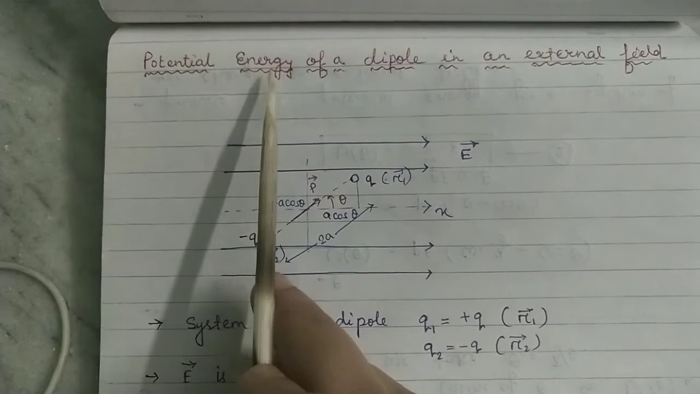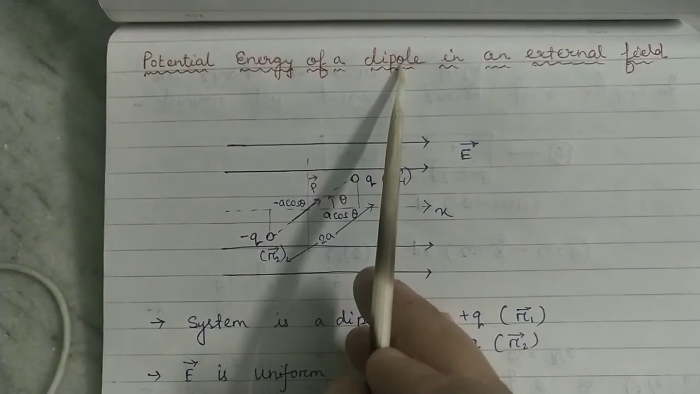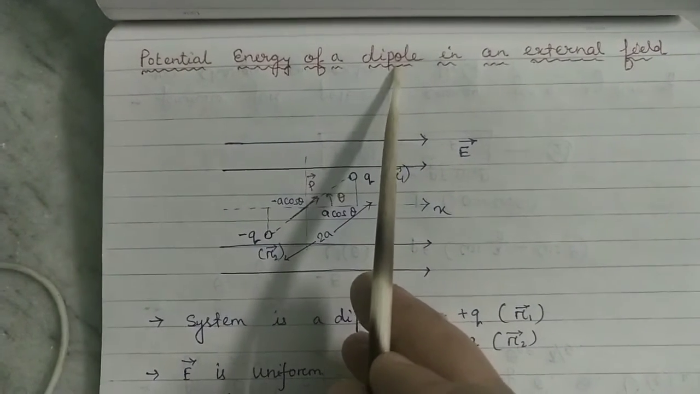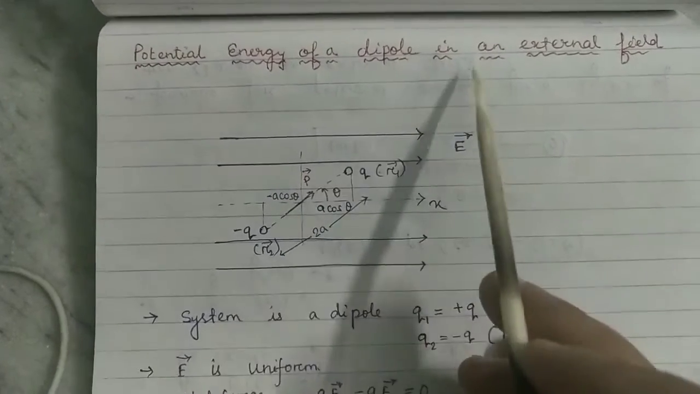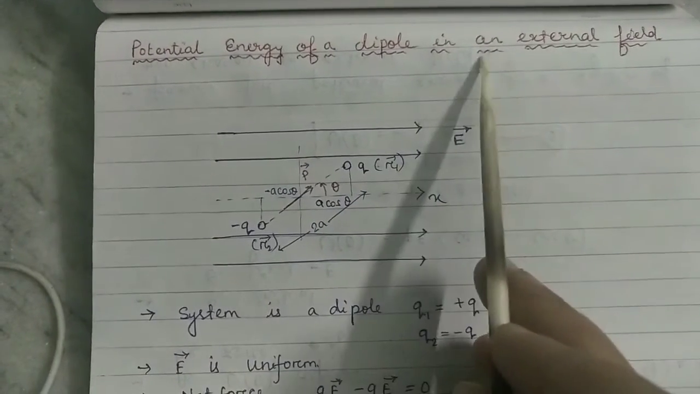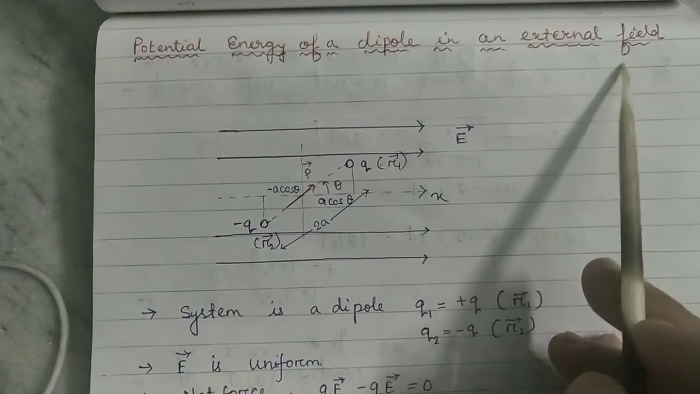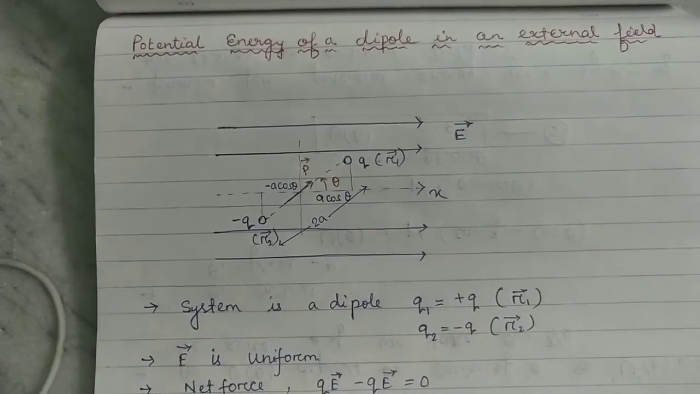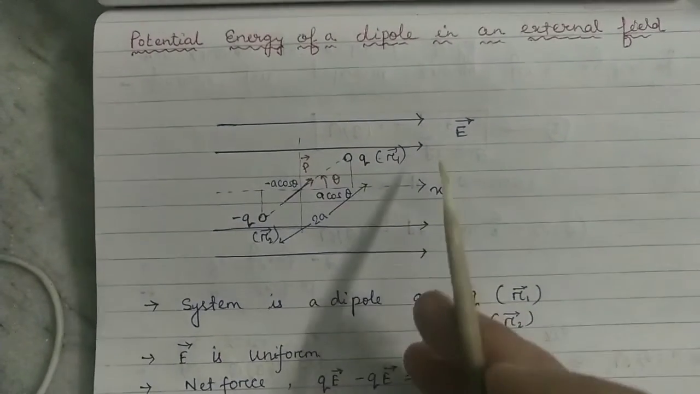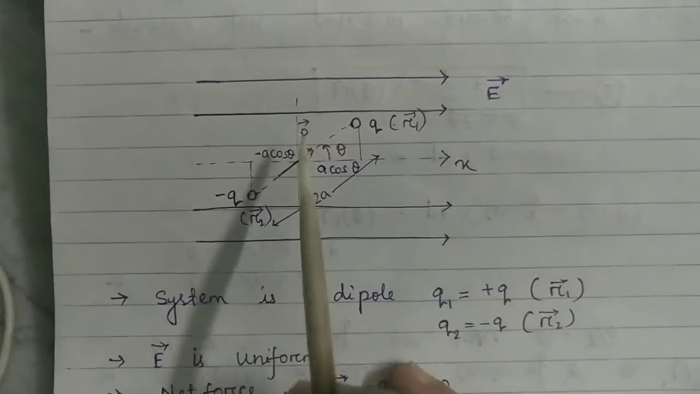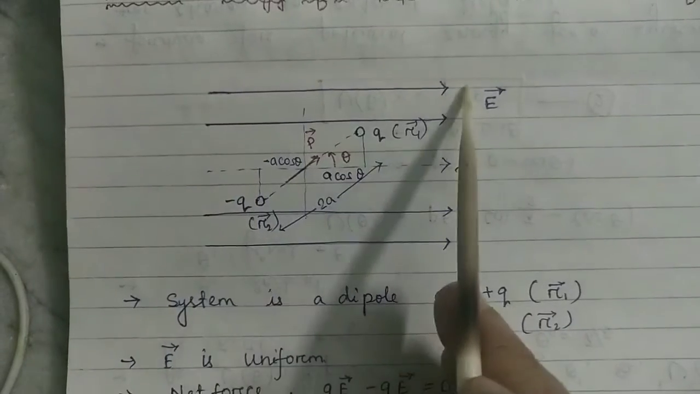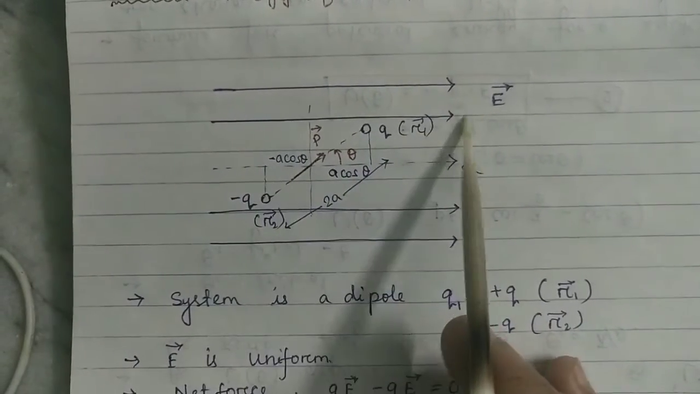Whose potential energy we have to find? Now we are having a dipole. You already learnt what a dipole is, and here one more thing is given, that it is present in an external field. About external field we have already discussed in the last video. So here is the diagram. Please see, here the electric field is uniform.